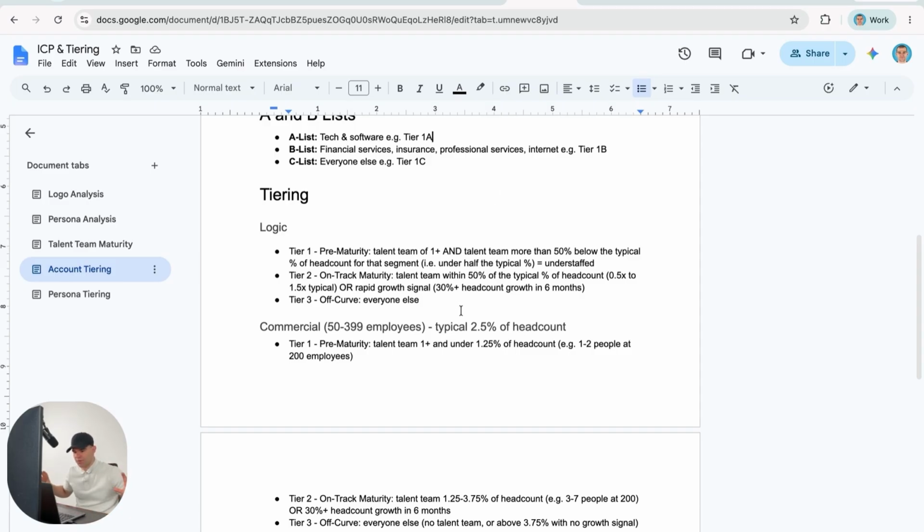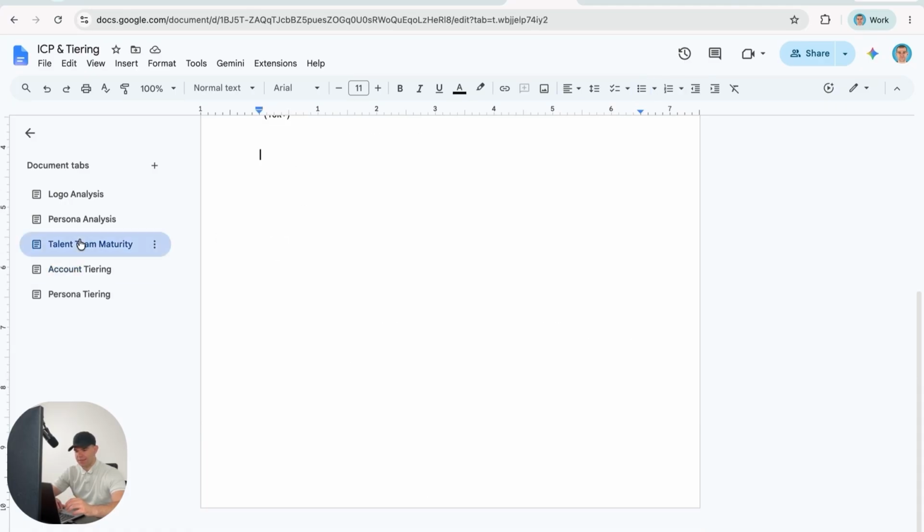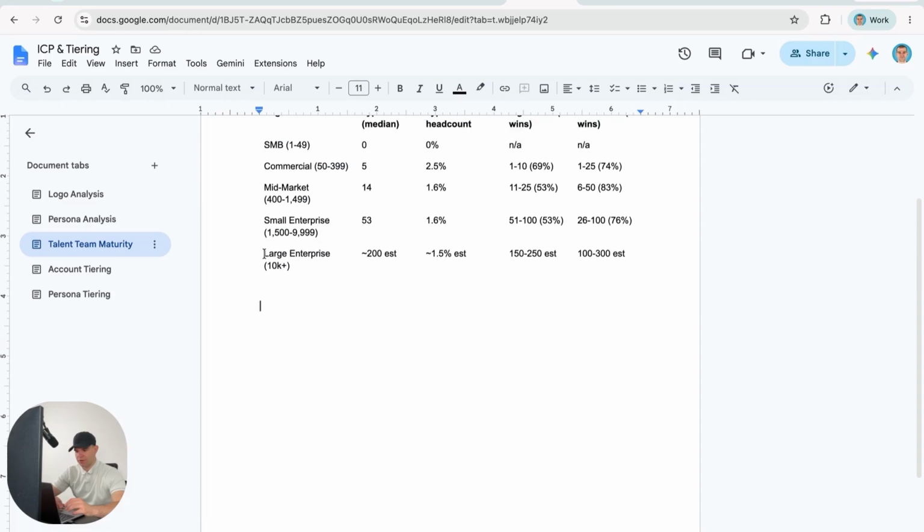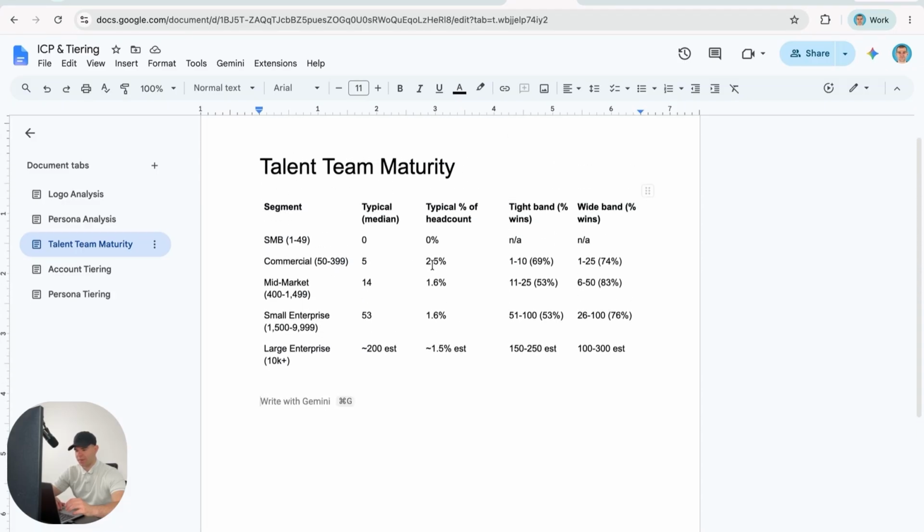So that's kind of the universe. Tier 2 layered on top of that is on-track maturity. So the talent team is within 50% of the typical percentage of headcount, okay? So what that means is if we go to talent maturity, are we floating around that 2.5% of headcount for the talent team? And if so, we've kind of got a nice on-track talent team maturity, okay?